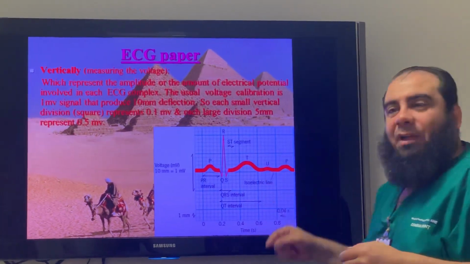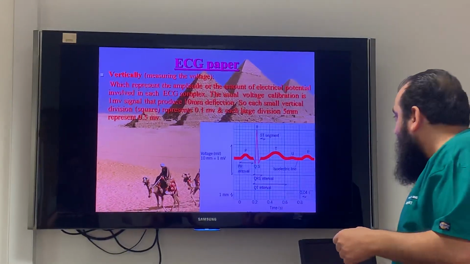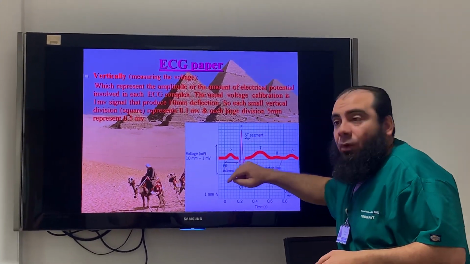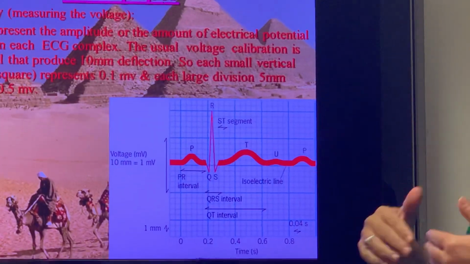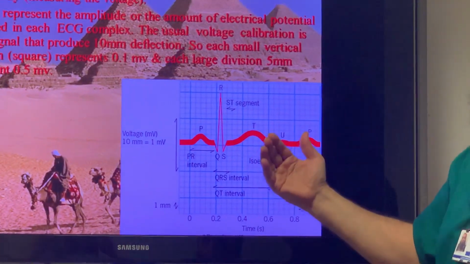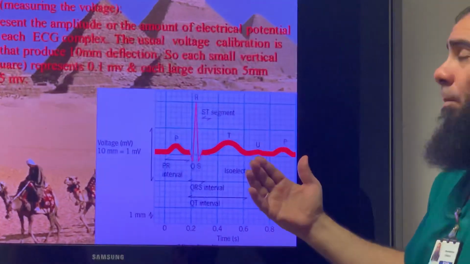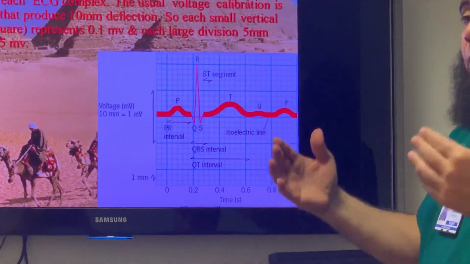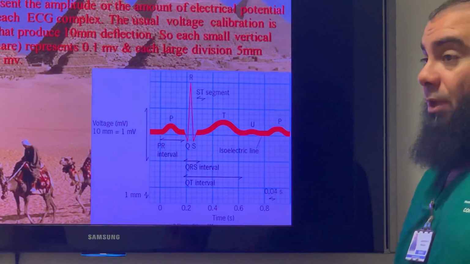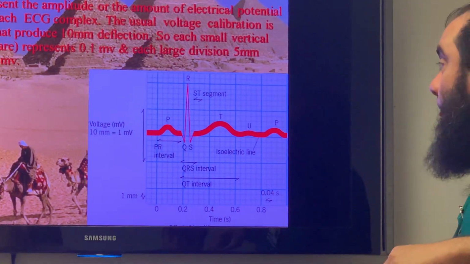I have added that to the lecture. I'll show it to you. So each 2 big squares represent 1 millivolt. With that calibration, we can interpret if we have high voltage, low voltage, ventricular enlargement or hypertrophy, for example. But with a different calibration, the parameters will be different.